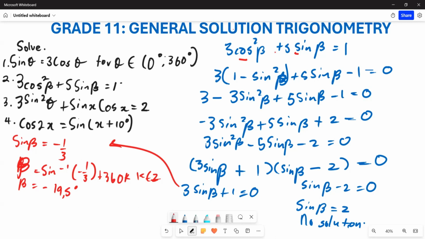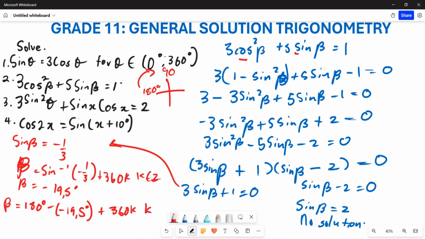Remember that if this is your Cartesian plane, this is going to be 90 degrees, this is going to be 180 degrees, and your sine is positive in this quadrant. So you can say that this beta can still have a value of 180 degrees subtract the angle that we got, which is going to be 19.5 degrees altogether. Then plus, obviously, 360k, where k is an element of real numbers.